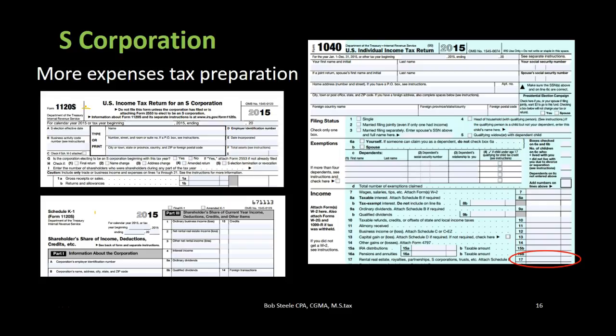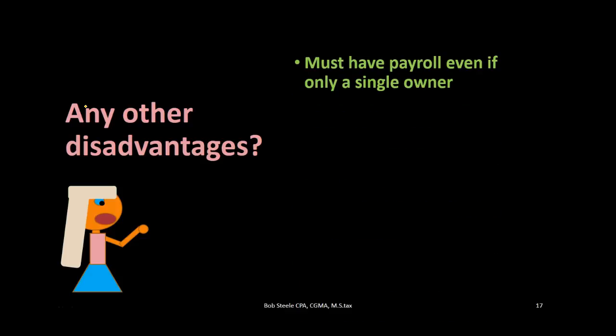If you are a sole proprietor versus a single member S corporation, then this is going to be generally much more costly than just filing Schedule C. Any other disadvantages? There are some other topics that you just want to keep in mind and do some research on. Must have payroll, even if you're only a single member.